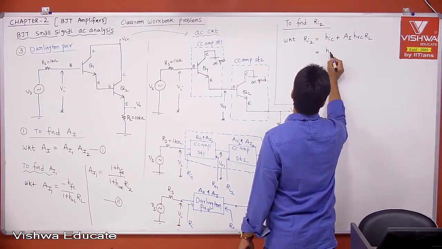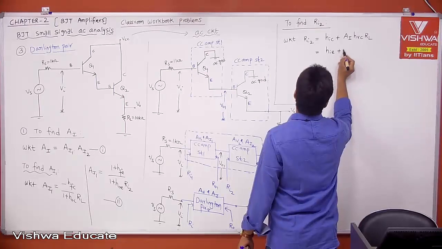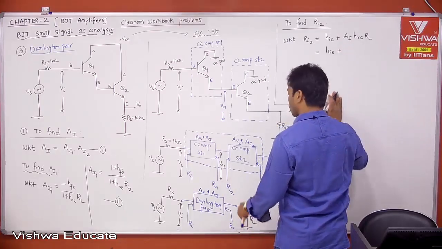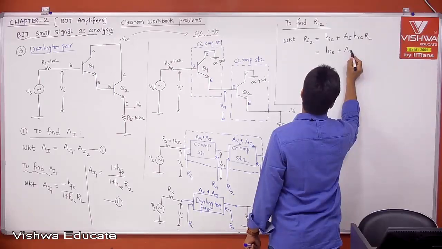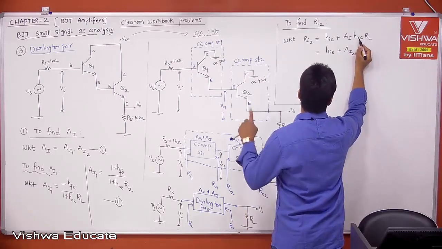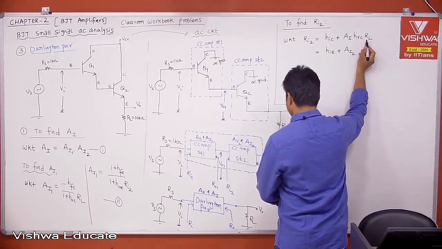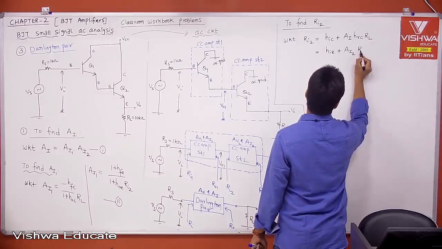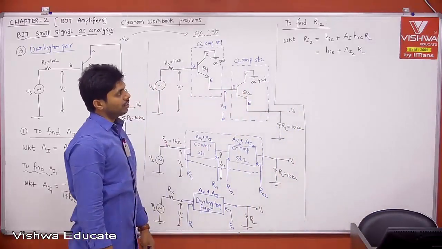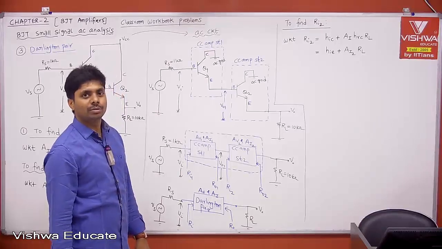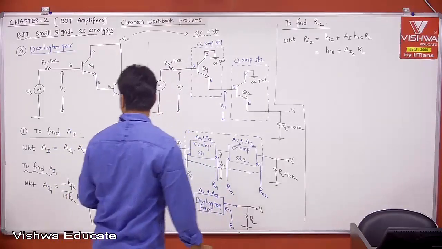What is HIC? In CE parameters, it is HIE. And what is AI? The current gain of the second stage, that is AI2. Let me call this AI2. And what is HRC? 1. And what is RL? The real load, which is 10K. You know HIE, you know RL, but we don't know AI2, right? Anyway, we need to find AI2.